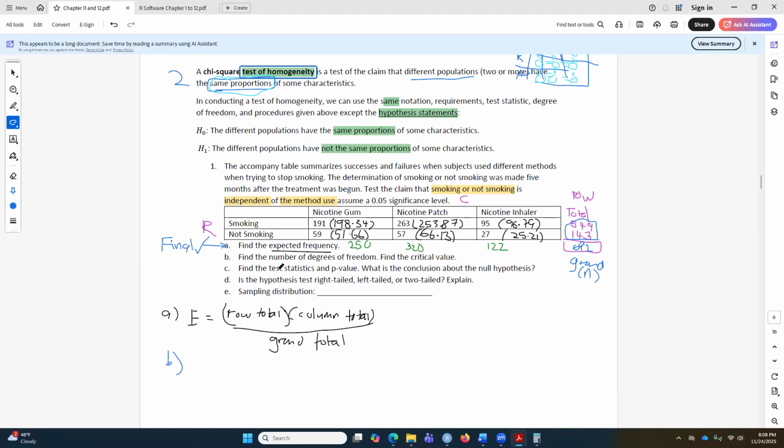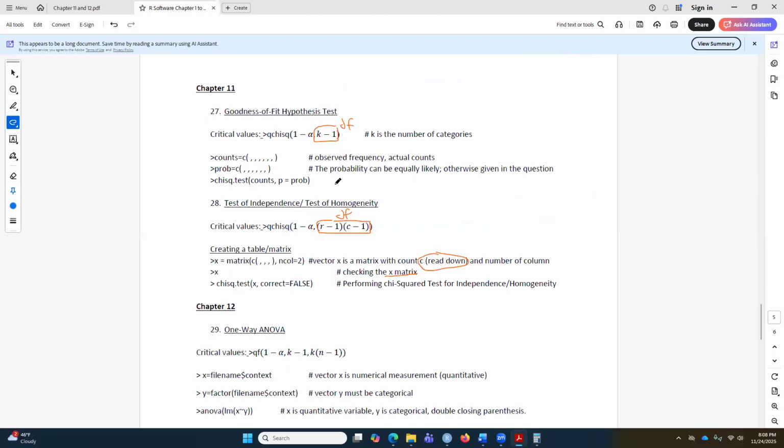Question B, they ask you to figure out what is the degree of freedom. So the degree of freedom is you take R minus 1 times C minus 1. Again, you can find this in your cheat sheet, RStudio cheat sheet right over next to it.